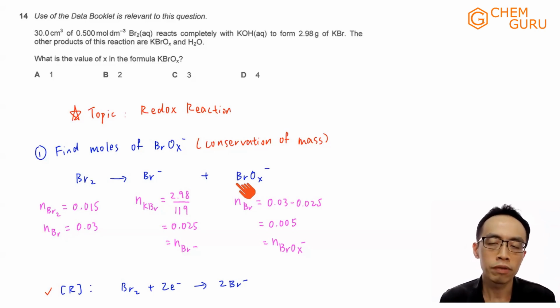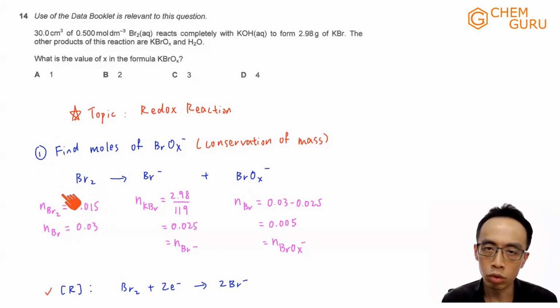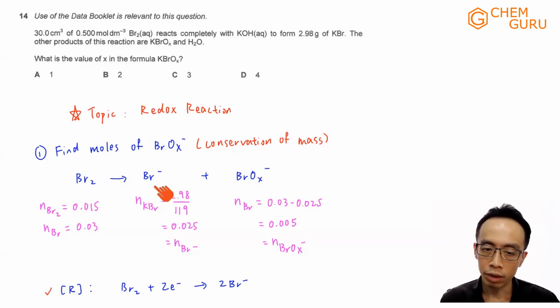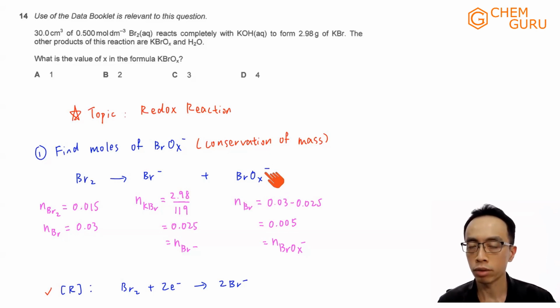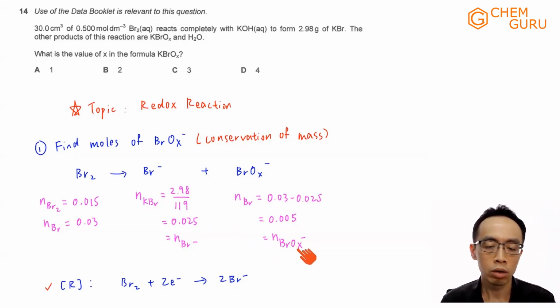When we apply conservation of mass, we will apply this based on the number of moles of your bromine in the reactant, which must be equal to the number of mole of bromine in the product. So the reactant I have Br2 converted to Br minus and converted to BrOx minus. The number of mole of bromine in the reactant has to be equal to the number of mole of bromine in Br minus plus the number of mole of bromine in BrOx minus. So that's the basis for us to determine the number of mole of BrOx minus.